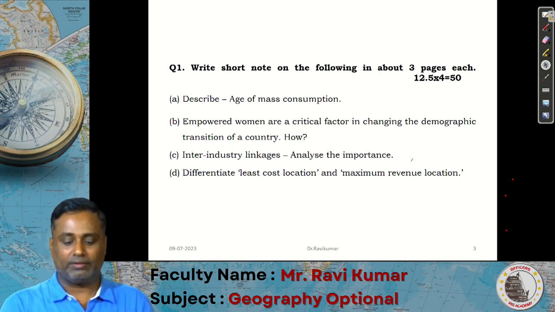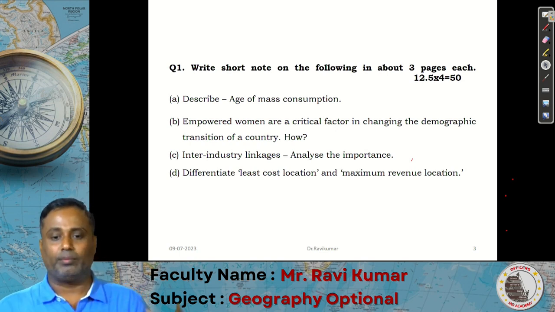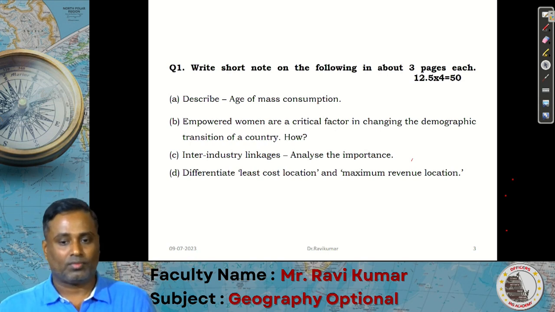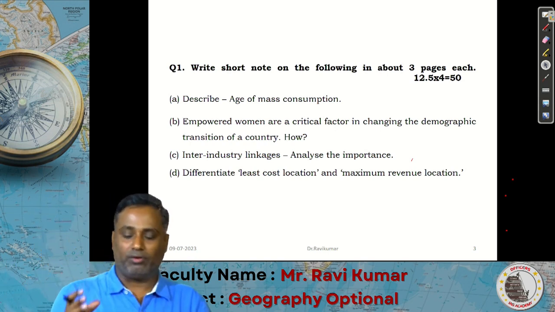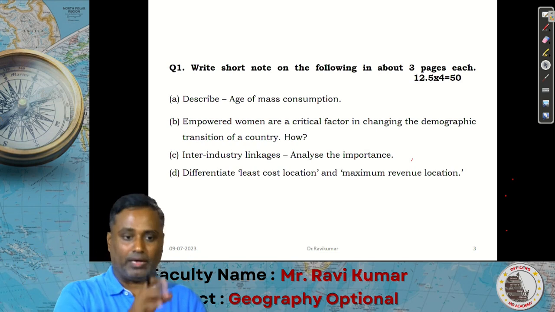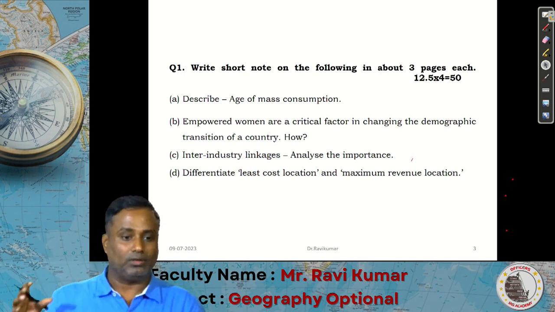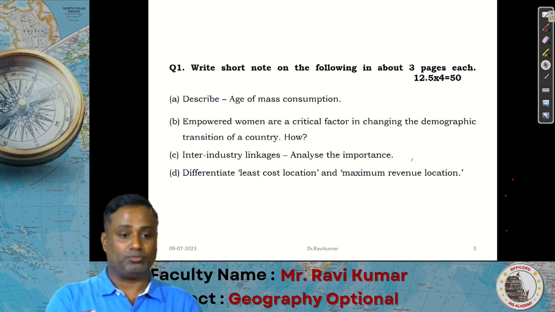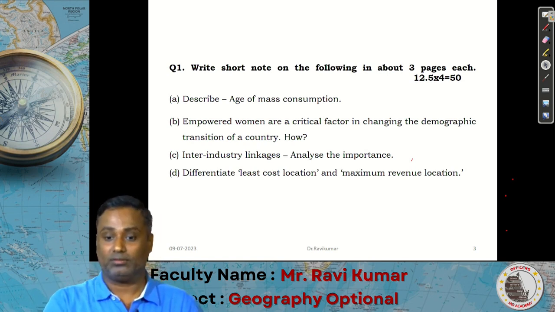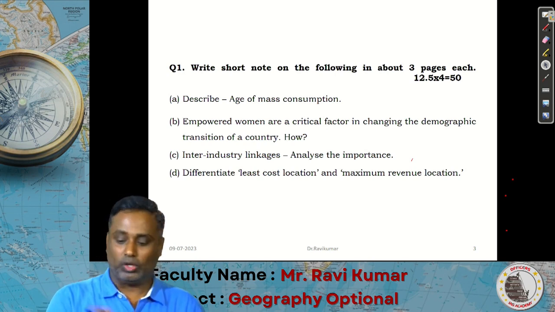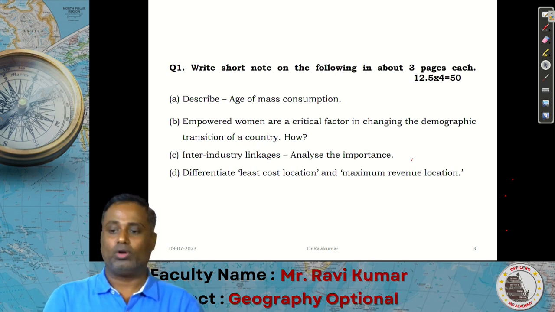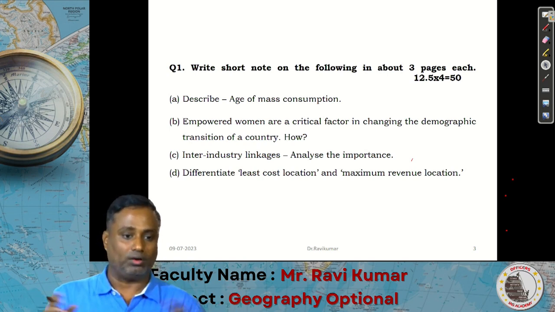Here it is given age of mass consumption. This is a purely economic geography question. Rostow took the idea of age of mass consumption from the economy and fit it into that theory. So now they are asking what is age of mass consumption. They didn't ask about what Rostow said. They are asking about what is age of mass consumption. So when you are writing an answer to this question, we should not mention the name of Rostow's model.